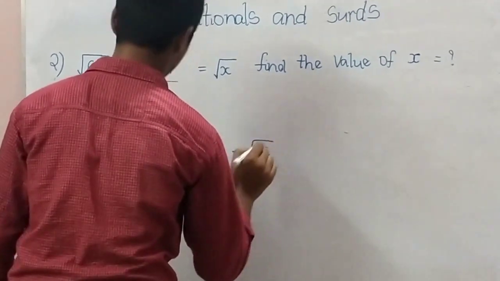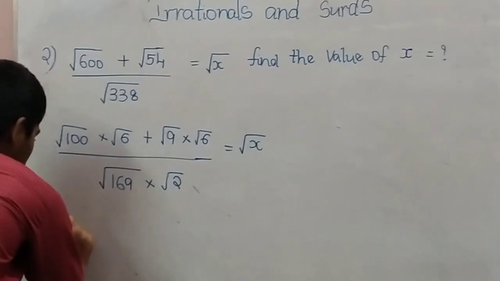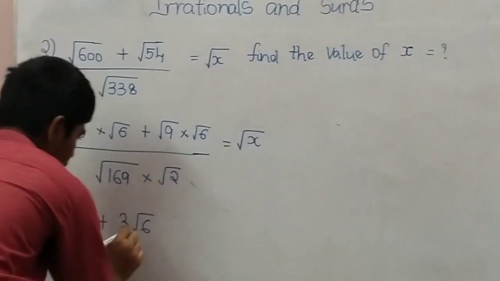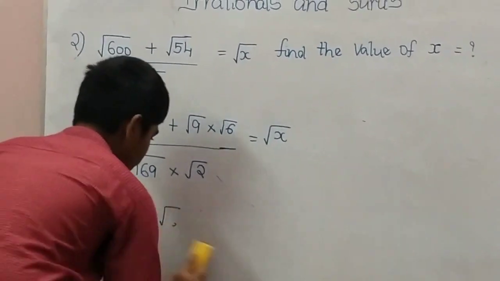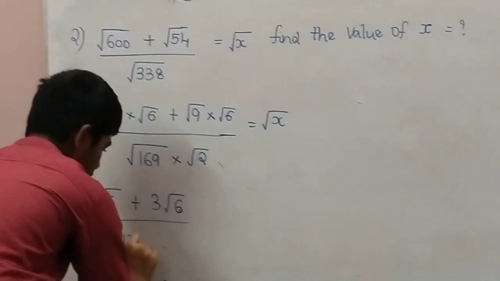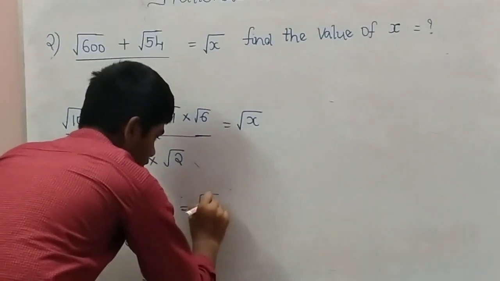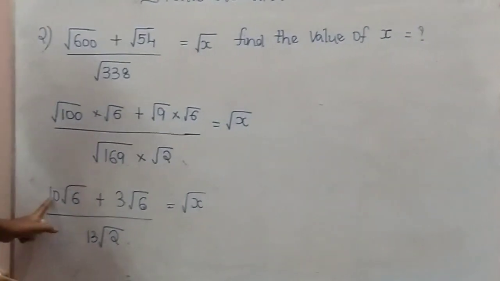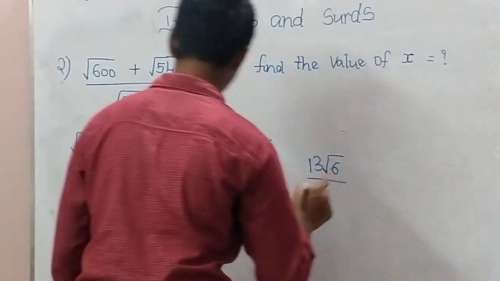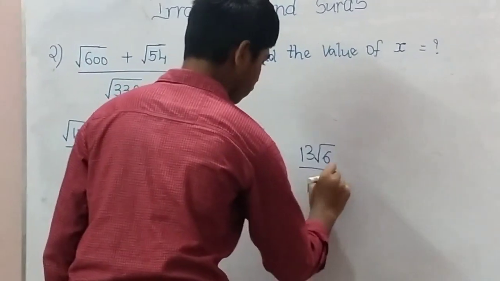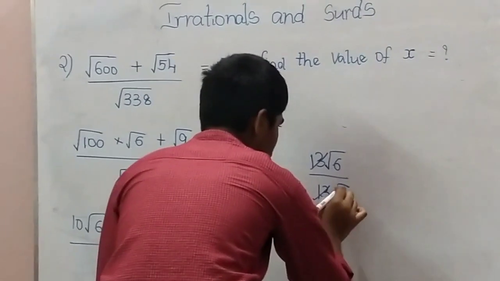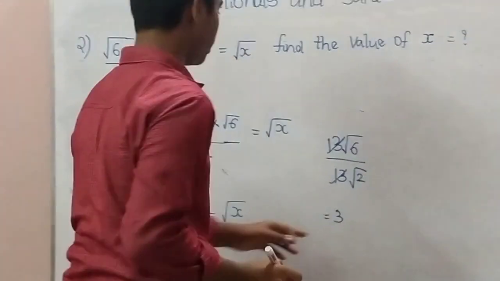Now root 100 is 10, so 10 root 6 plus root 9 is 3 root 6, divided by root 169 is 13, root 2, equals root x. Now 10 plus 3 is 13, so 13 root 6 common, divided by 13 root 2. Now 13 will cancel, so root 6 divided by root 2 is equal to root x.